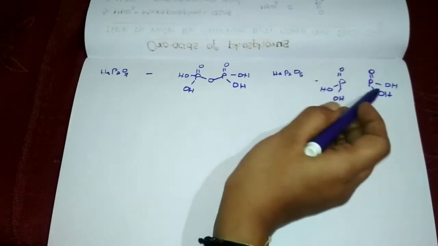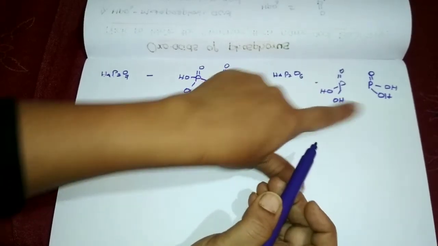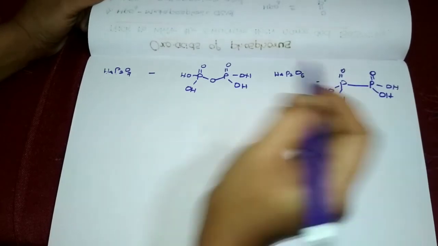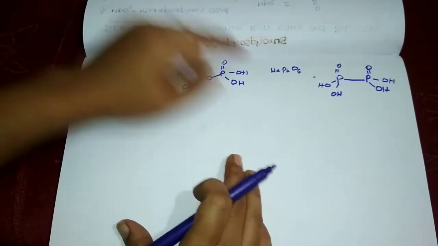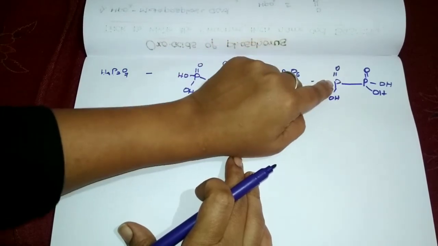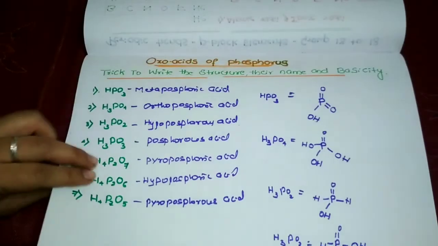2 phosphorus have been satisfied, and oxygen here we have 4, so 1 2 3 4 satisfied. Now these will link together directly. Now count 2 3 4 5, bonds satisfied for this phosphorus. 2 3 4 5 satisfied. This is how we're going to write.